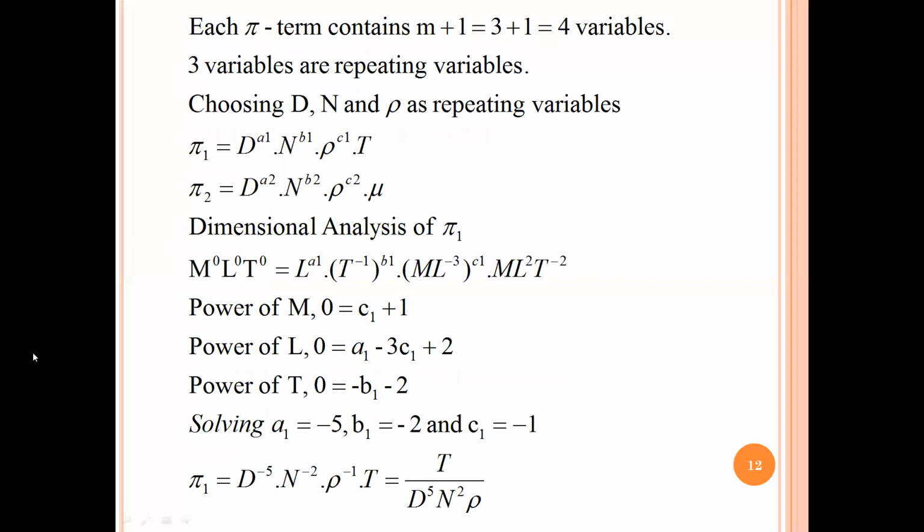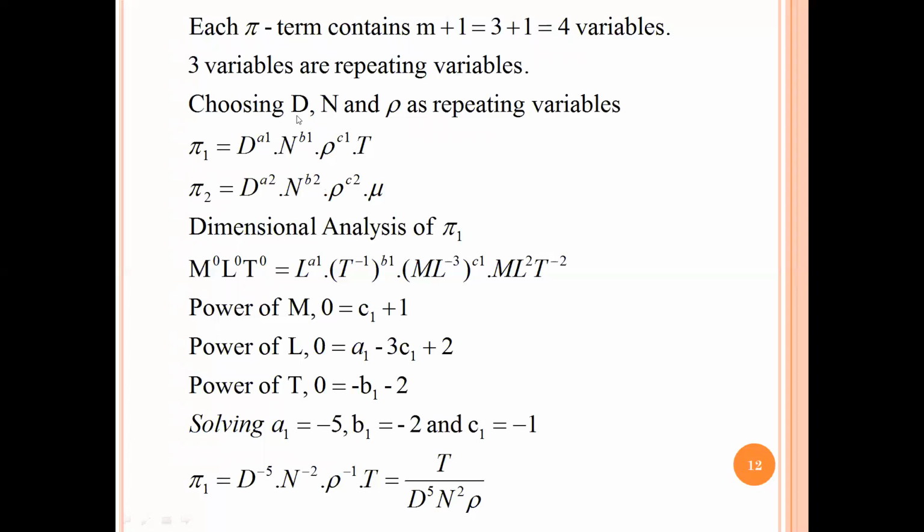Now in the next term, I told you each pi term contains m plus 1. That is m is equal to 3. M is the number of fundamental quantities. So I have got 3 plus 1 is equal to 4 variables. So each pi term will have 4 variables. In this, 3 variables are supposed to be repeating variables. So I have to choose them.